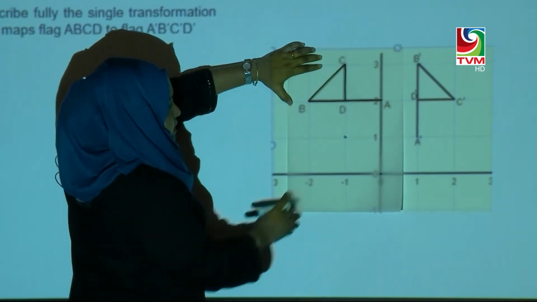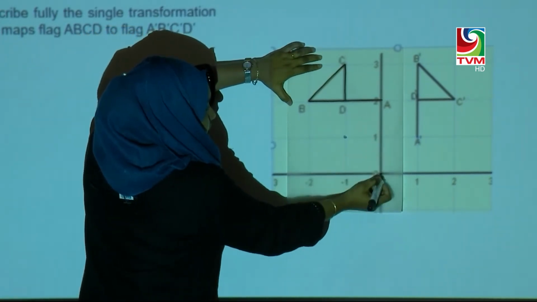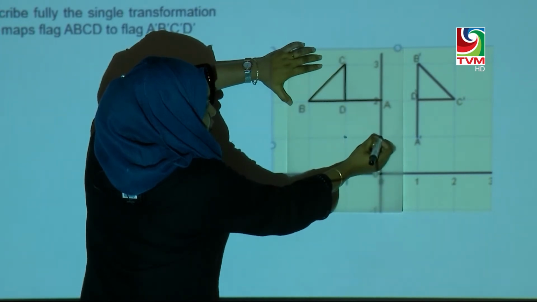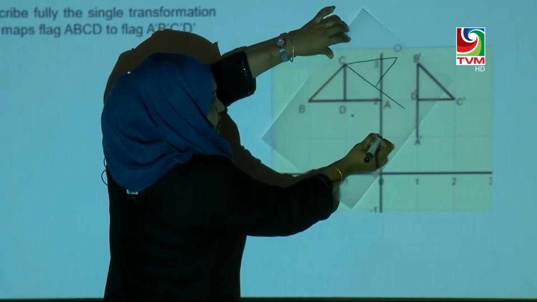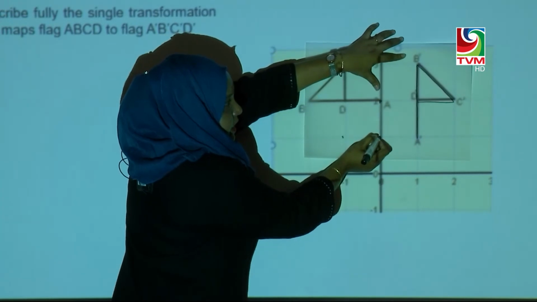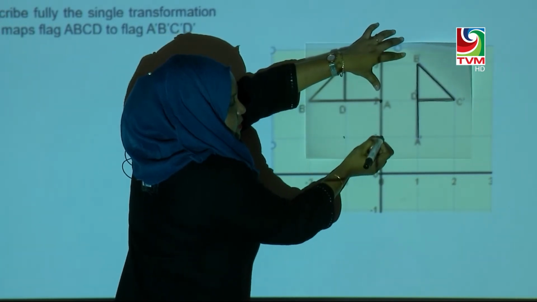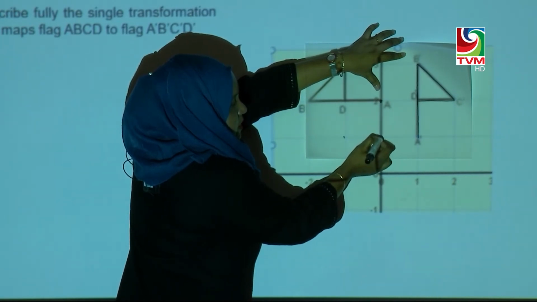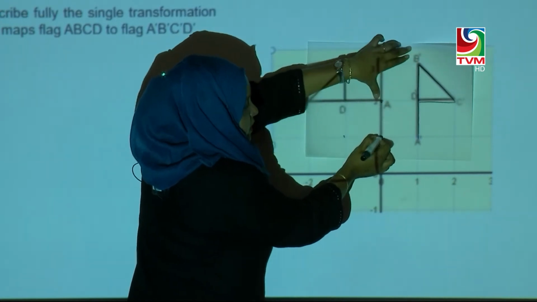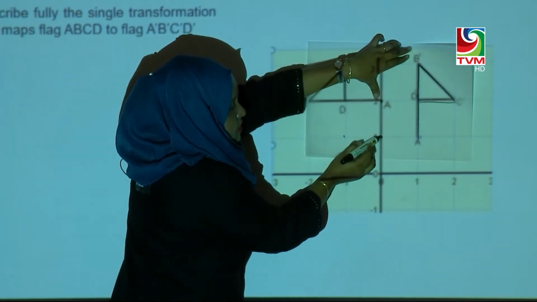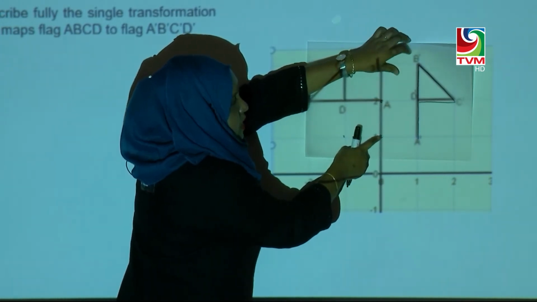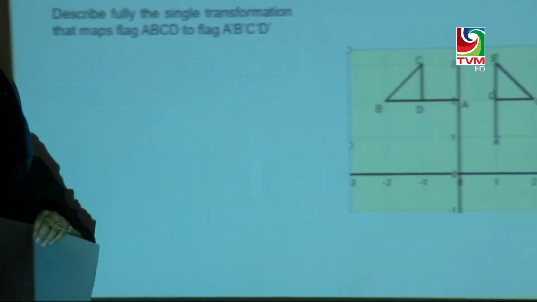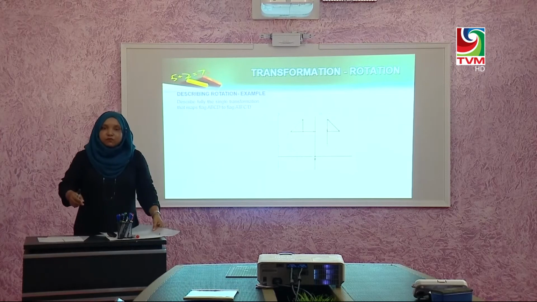Now I am going to try a different point. This time 0, 1. Now rotate your tracing paper clockwise. As you can see here, when I rotate this tracing paper, it exactly fits on the image. That means the center of rotation is this point, that is 0, 1. That's how the trial and error method works.